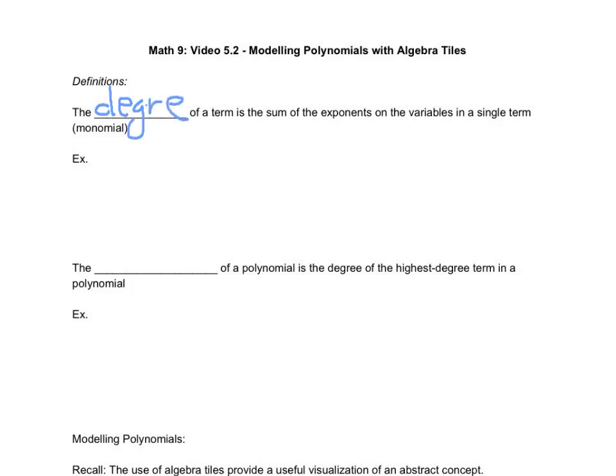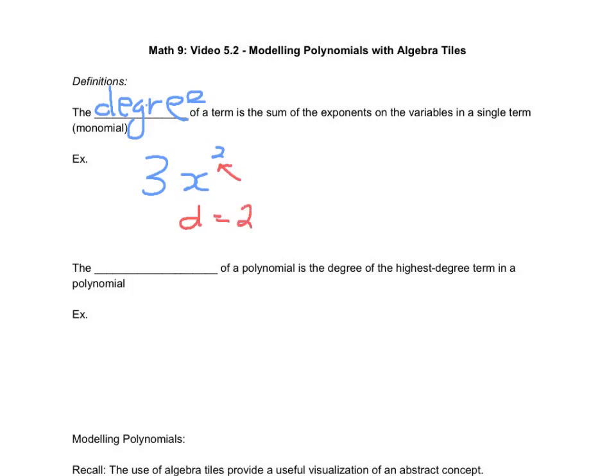Okay, one more. Degree of a term is the sum of the exponents on the variables in a single term, or a monomial. So we have a monomial here, 3x squared. The degree then is the sum of the exponents. So in this case, the exponent is this 2. That's the only exponent, which means that this would have a degree of 2.